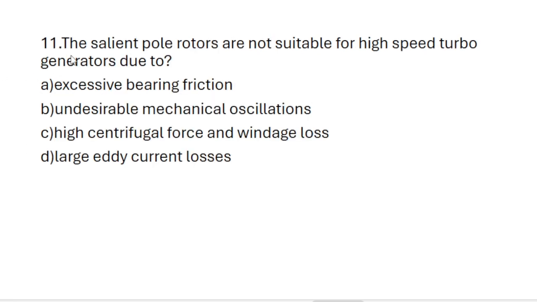Next question: the salient pole rotors are not suitable for high-speed turbo generators due to. Options are excessive bearing friction; option B, undesirable mechanical oscillations; option C, high centrifugal force and windage loss; and option D, large eddy current losses. Here the answer is: the salient pole rotors are used in hydroelectric power plants because they rotate at low speed. They can't carry high centrifugal forces and windage losses which are produced at high speed in turbo alternators. Here option C is the correct one, high centrifugal forces and windage losses.